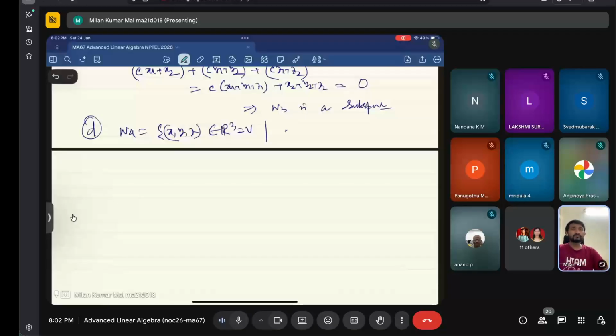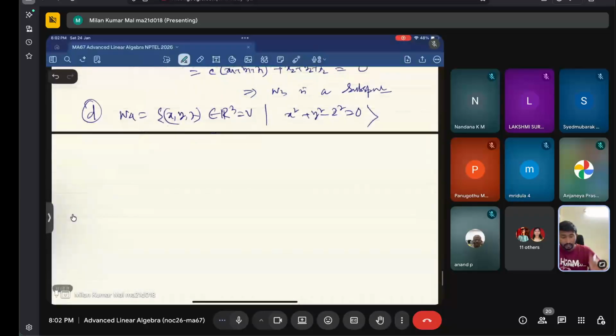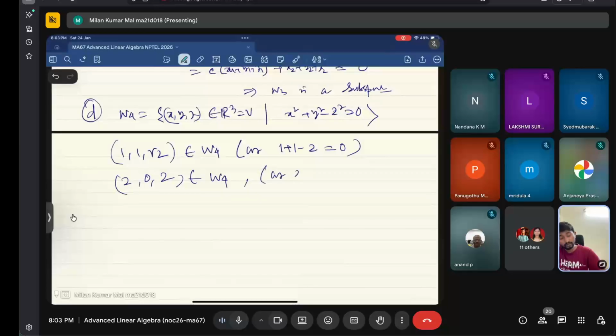So you can easily take an example where it does not happen. Scalar multiple will hold, that's true. Without scalar multiple, you have to do the addition. Okay, let's take two elements. I think one can take 1, 1, square root of 2. This is an entry in W4 as 1 plus 1 minus 2 is equal to 0. Another entry is 2, 0, 2. This is also in there, right? As 2 square plus 0 minus 2 square is equal to 0, right?